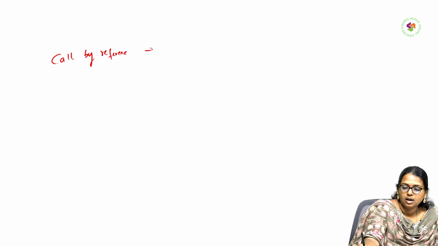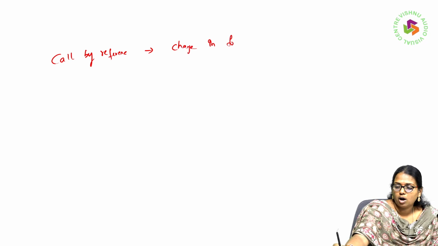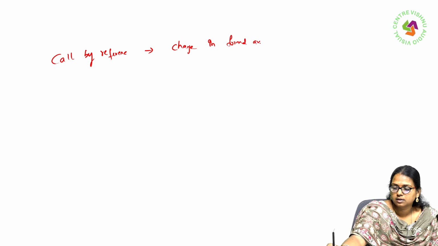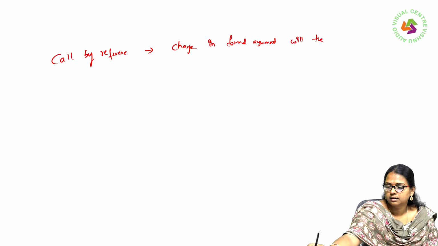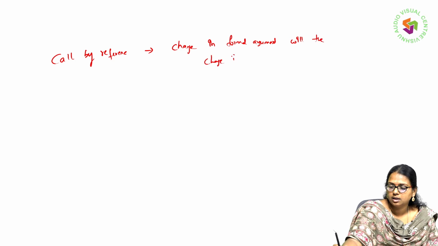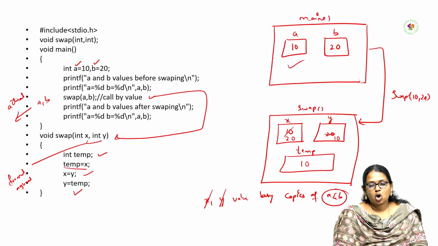So by this we can conclude that in call by reference, a change in formal arguments will affect the actual arguments. Okay, so this is about call by value and call by reference.